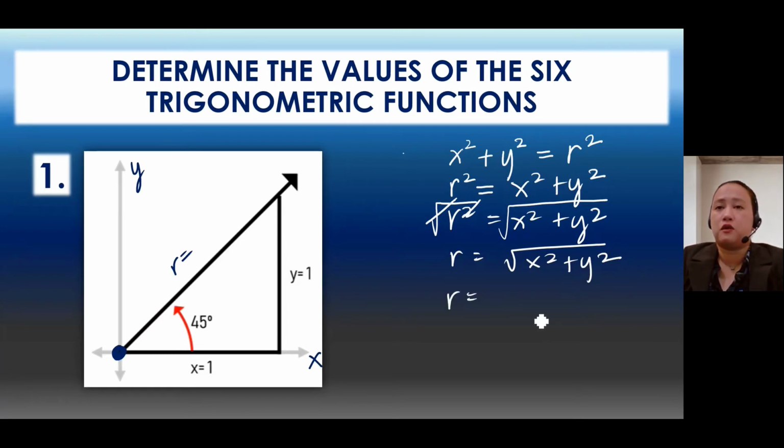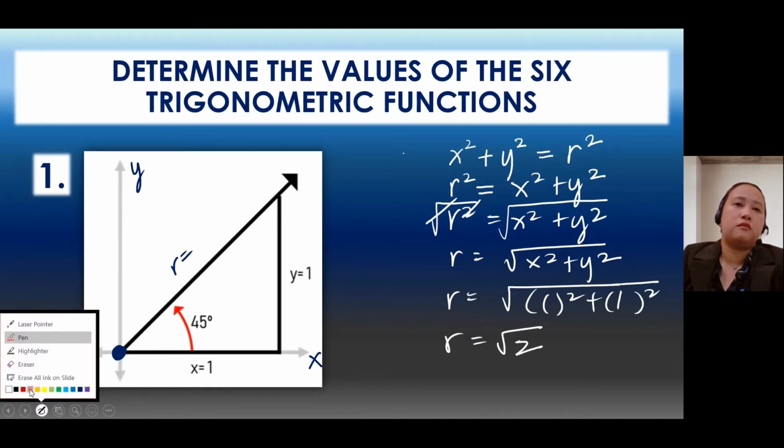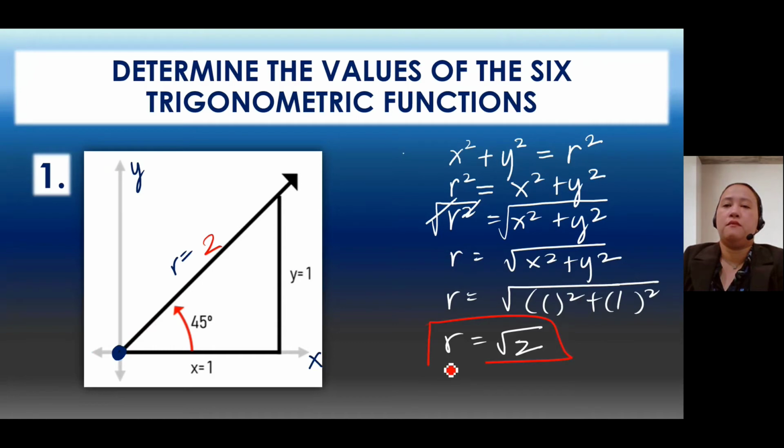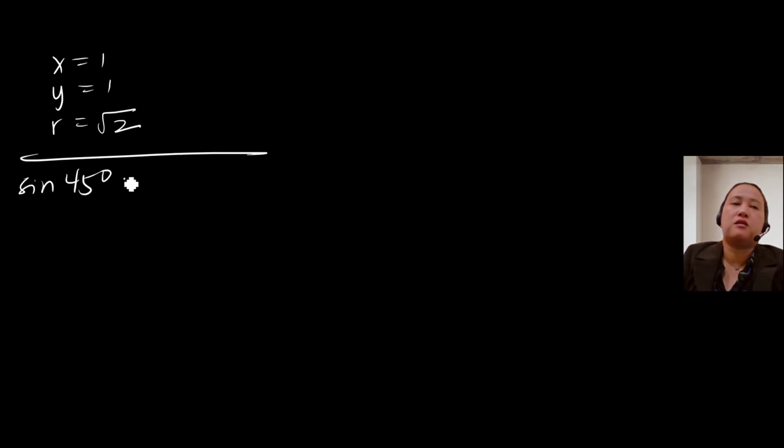Okay, so now let us substitute. So x is 1, y is 1, therefore r is square root of 2. So with the values of the x, the y, and the r, we can now solve for the six trigonometric functions. So I will switch to the black screen. So with x equals 1, y equals 1, and r equals the square root of 2, let us solve for sine of 45 degrees.